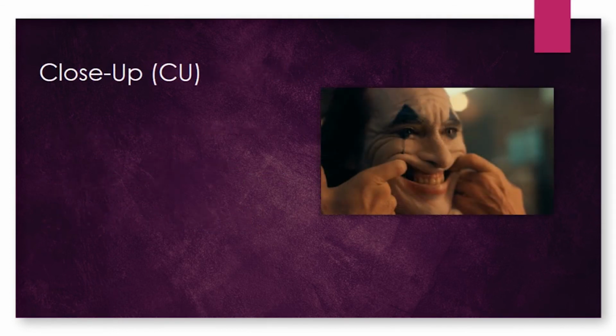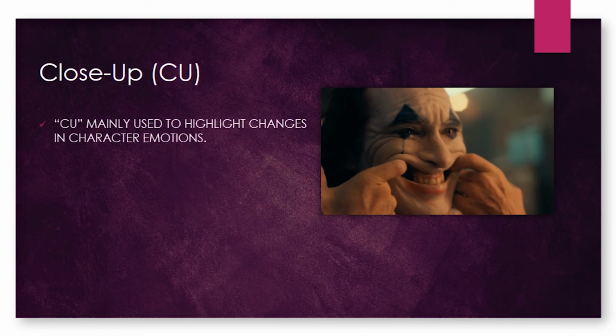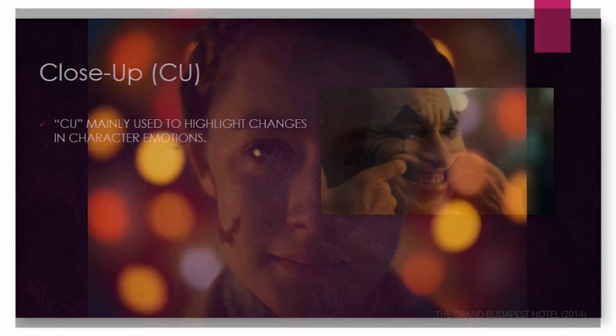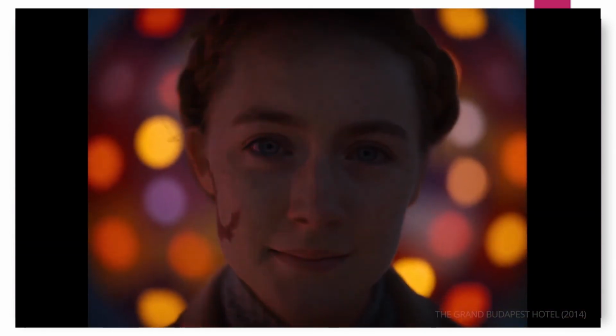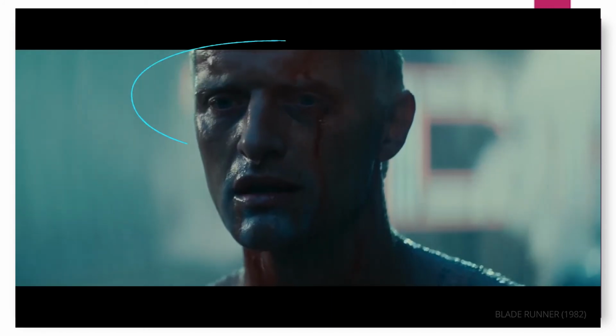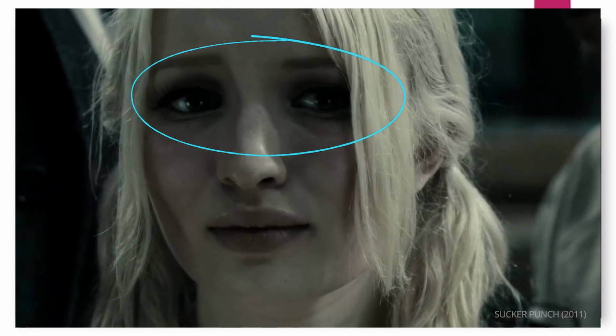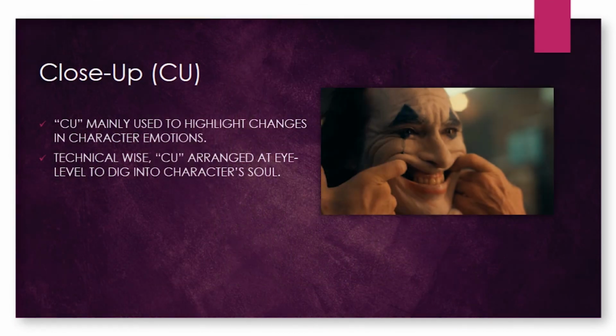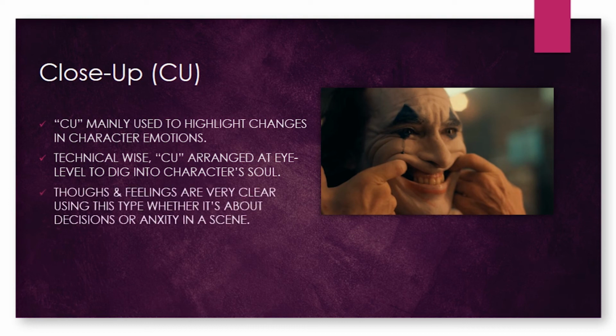The pure close-up or the CU. The Joker example here to the right is one of the ways of representing the close-up. The close-up's main purpose is to highlight the change in emotions or in the psychology of the character in a movie. Technically, the CU is arranged at eye level. Most of the time it uses eye level to arrange the shot composition, for a certain reason, which is digging into the soul of the character, trying to dig into the emotions.